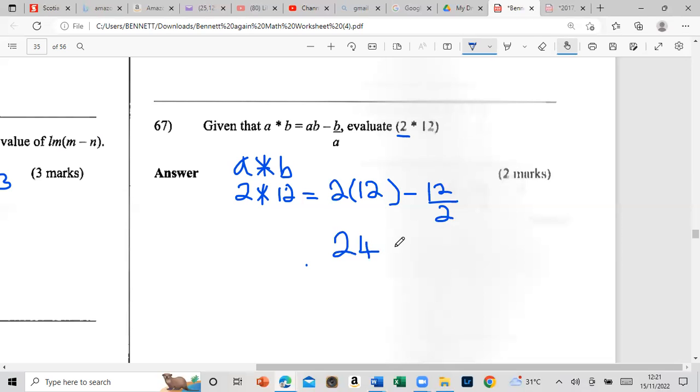Minus, we have to divide. Very carefully, guys. We have to divide. So 12 divided by 2, that's 6. So our final answer is 18. Remember, the BODMAS rule applies to every aspect of mathematics, alright? So in this case, we use the BODMAS rule.